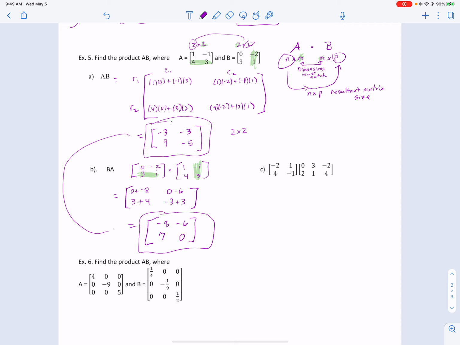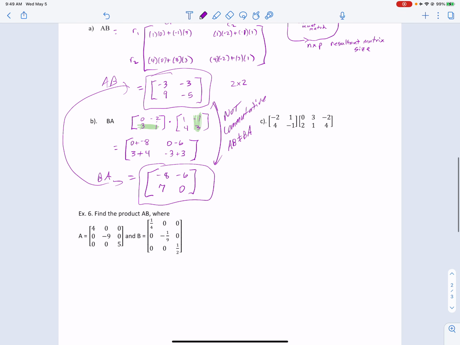Notice that A times B was this result, but B times A was this other result. They are not the same. So these are not commutative. It's not like in multiplying 3 times 4 is 12 and 4 times 3 is 12. It doesn't work that way. We say A times B does not equal B times A. If it does, it's an exception. It doesn't happen very often.